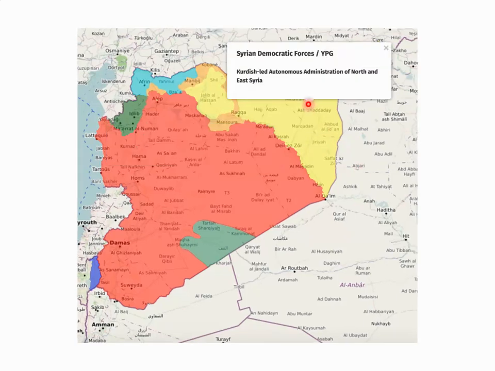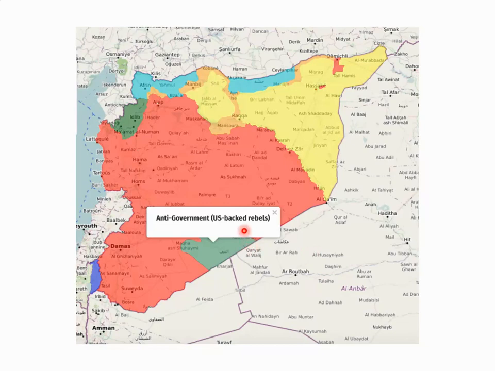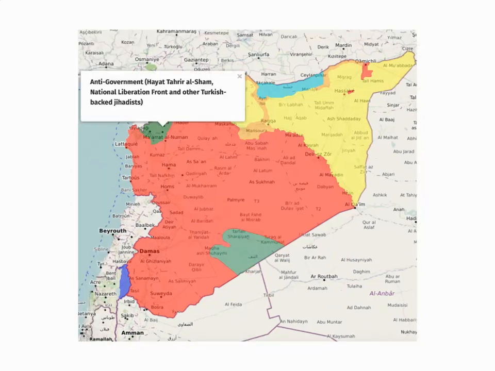In the north, there is a Kurdish-led autonomous administration of North and East Syria. Then there are areas, these here that are somewhat orange or brownish, where the Syrian Democratic Forces and the Syrian Arab Army fight against each other to gain control. Then there is in the south an area controlled by US-backed rebels who are also anti-government. Another anti-government group is controlling this area in the north. That's the Hayat Tahrir al-Sham and the National Liberation Front and other Turkish-backed jihadists.